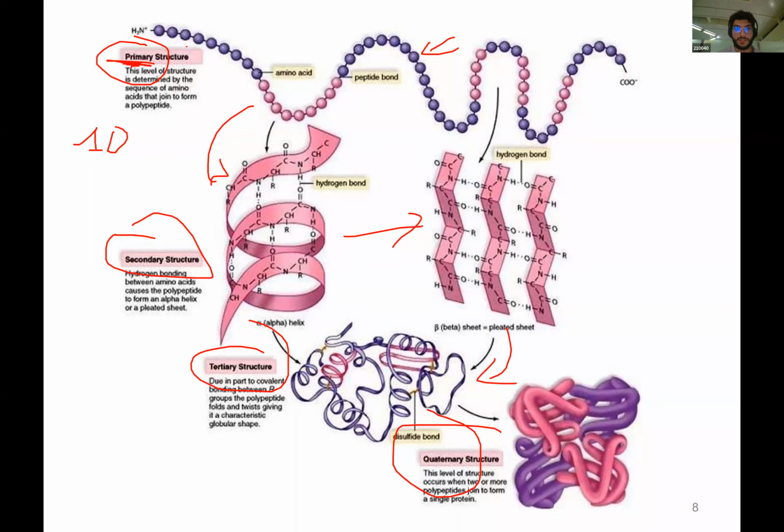If it looks like a very simple structure without any binding, just a free floating, snake-looking protein, then it's going to be primary. If it's slightly folded like this over here, I'll discuss the specifics in just a moment of what makes a primary and a secondary structure. It'll be a secondary structure, and so on. So I think this is pretty clear. I'll start discussing them in detail.